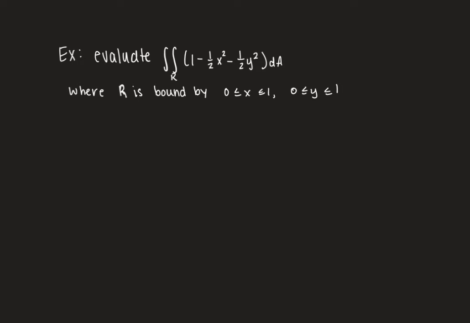So this one we've got, evaluate the integral of 1 minus 1/2 x squared minus 1/2 y squared, where x is bound by 0 to 1 and y is bound from 0 to 1 also. So I always draw a picture. So x is bound from 0 to 1 and y is bound from 0 to 1. So it makes a rectangle.